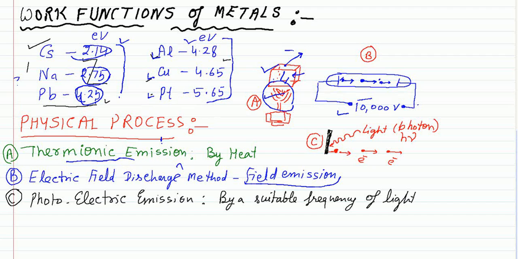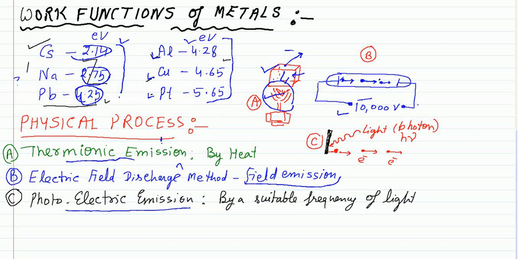Number three is photoelectric emission. In photoelectric emission, when light of suitable frequency illuminates a metal surface, electrons are emitted from the metal surface. These photo-generated electrons are called photoelectrons.